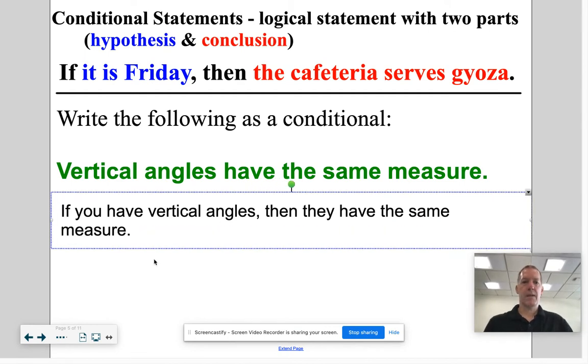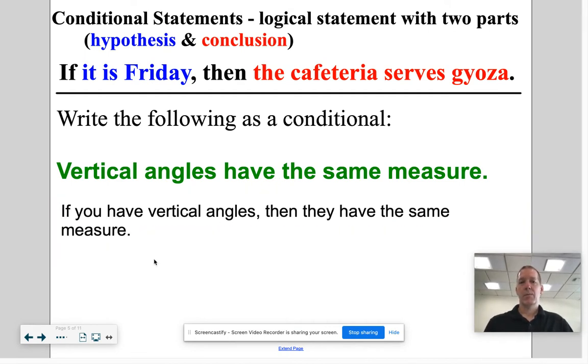We're just throwing in the if and then to it so that we can really identify what's the hypothesis and what's the conclusion. That's important because when we do the converse and the inverse, things are going to get flipped around, switched. And sometimes when you switch things with the converse, the statement isn't true anymore, right? So like, let's say I read this one backwards. If they have the same measure, then two angles are vertical angles. Well, that's not necessarily true. Just because two angles are equal doesn't mean they have to be vertical to each other. But the way it's written now, if they are vertical angles, then they have the same measure. That's 100% true. That's something that we've proven in geometry.